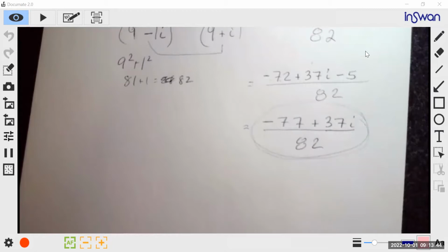The hardest part is the multiplication part and the adding. I'm not gonna lie to you. Most mistakes happen in the adding and subtracting parts.